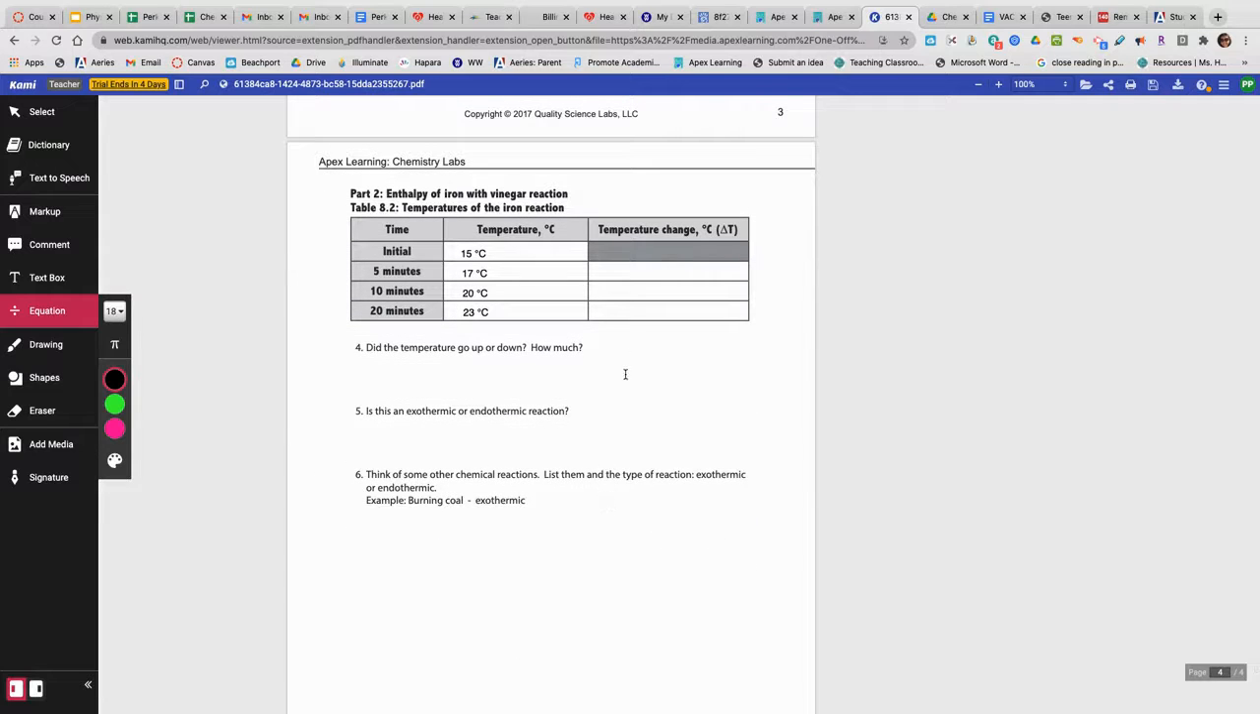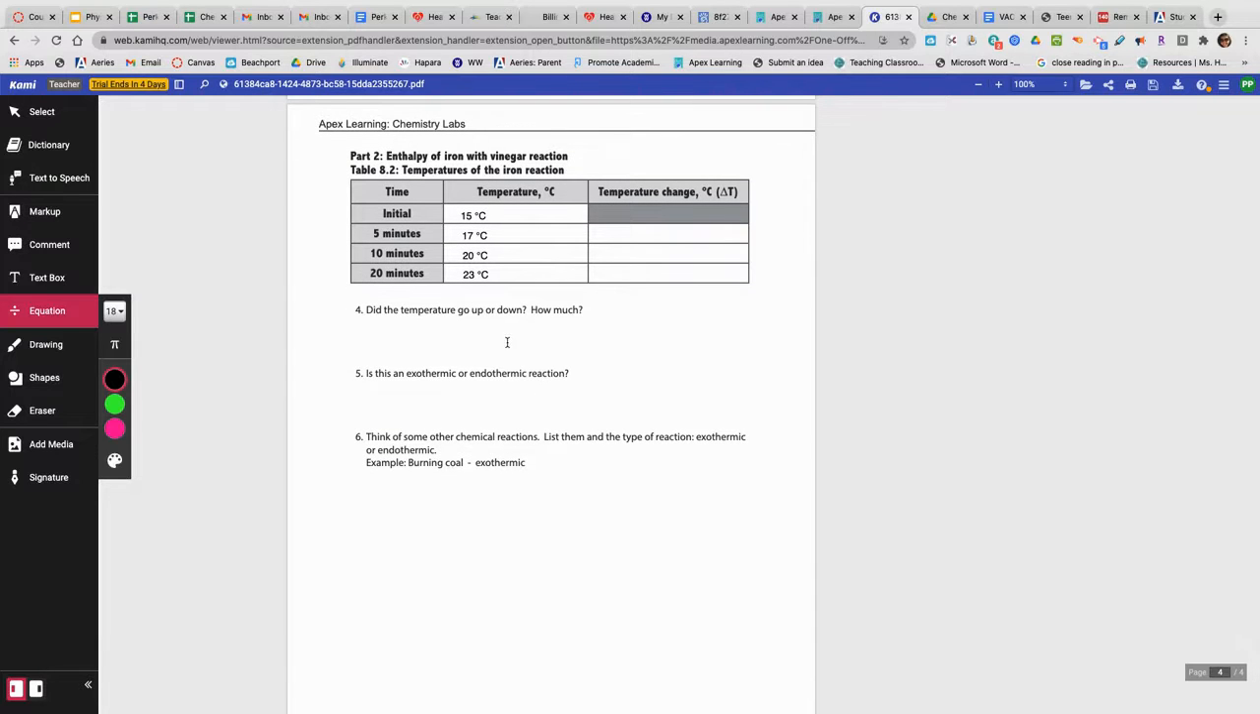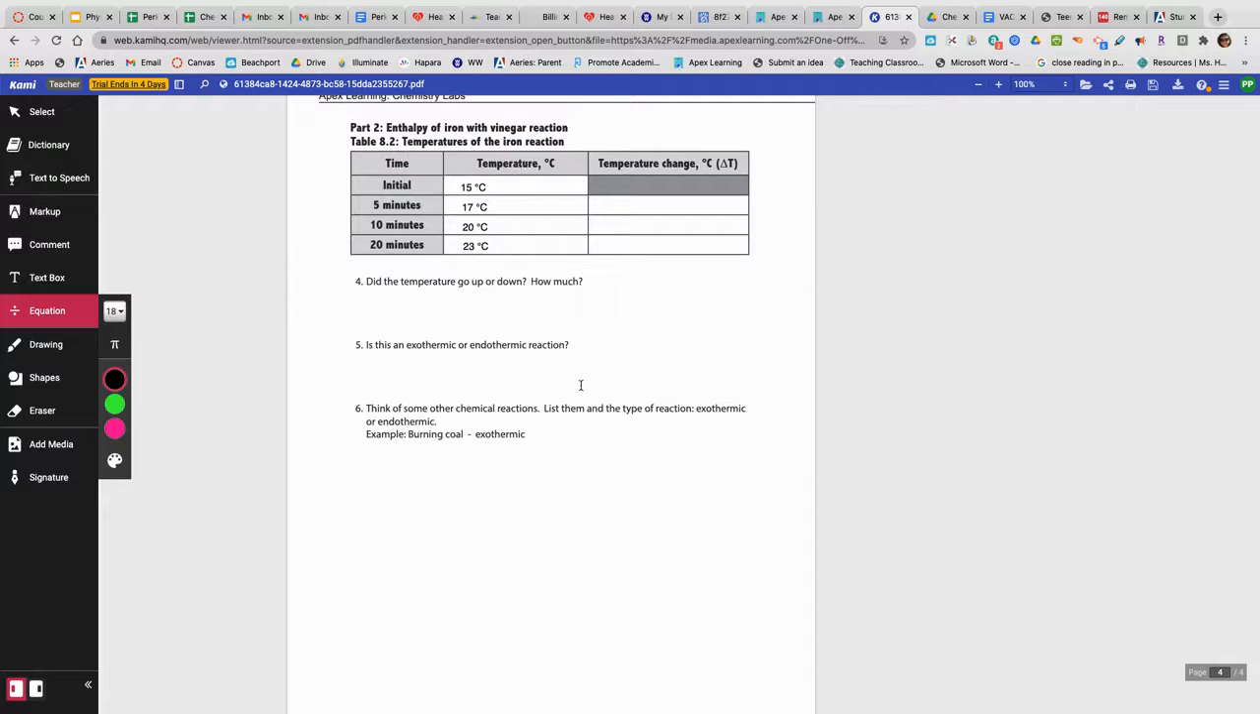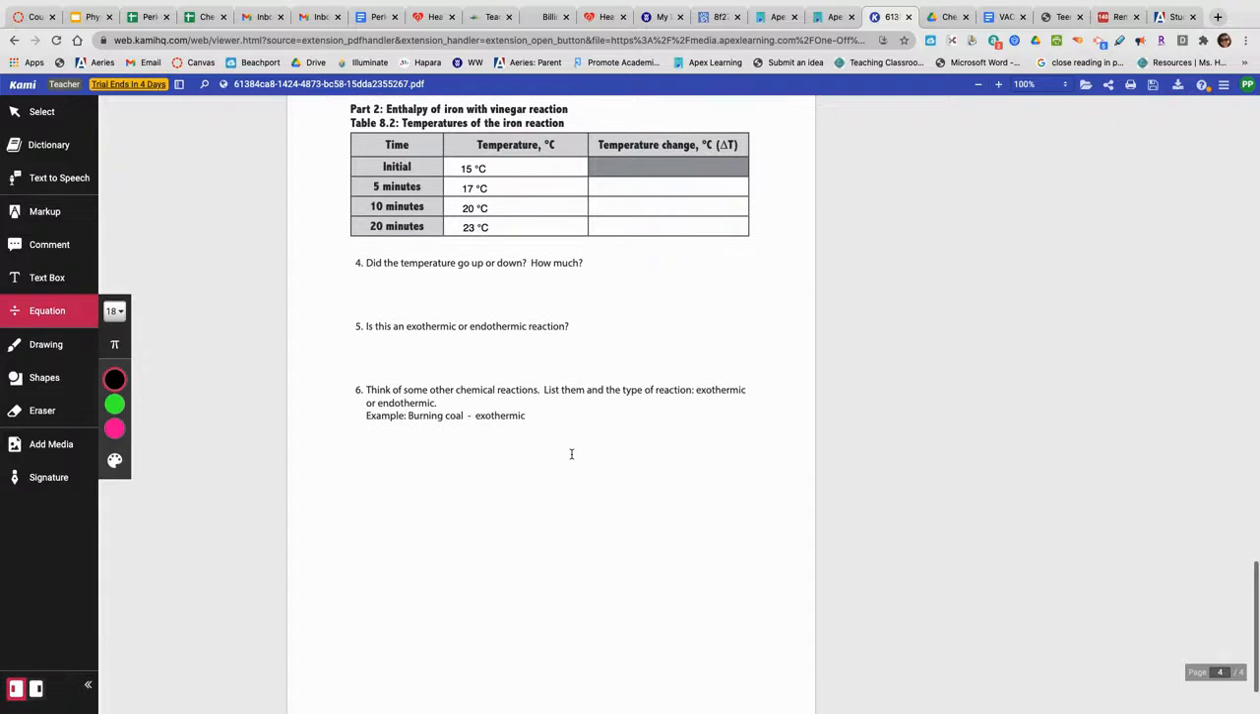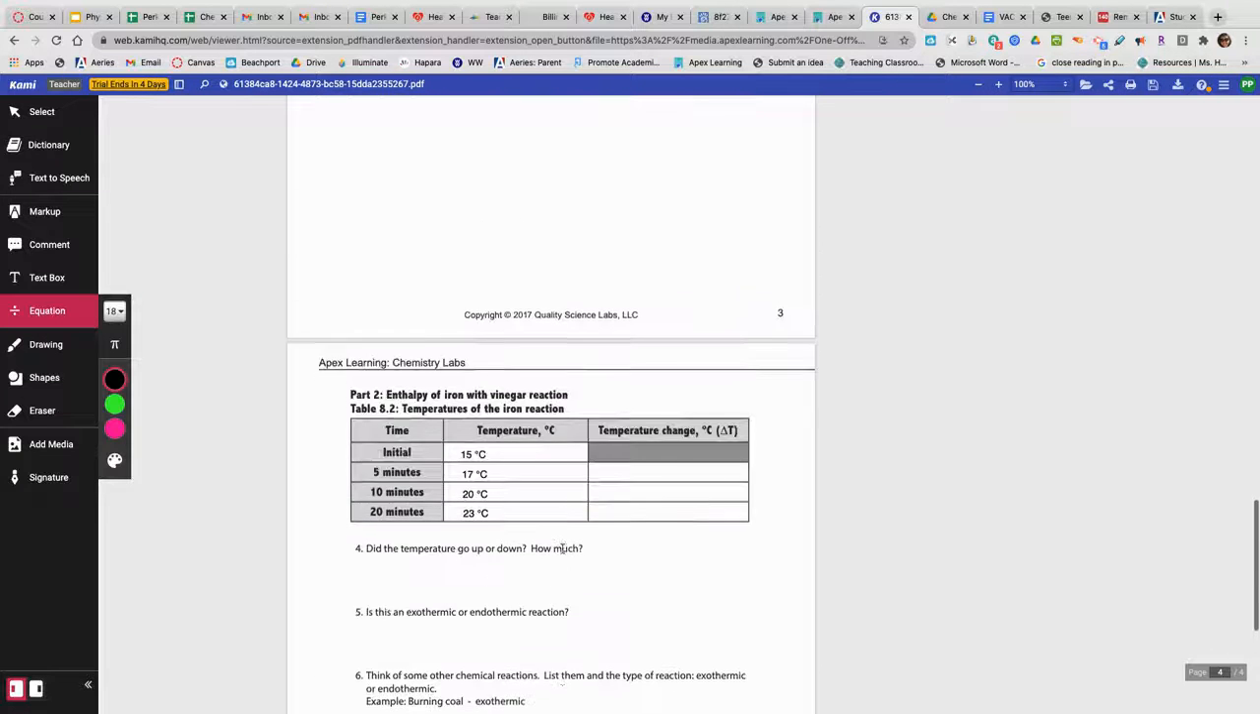Okay. Then in step 2, so you have your temperature here. You're going to calculate the temperature change yourself. And then the question is, did the temperature go up or down? Is it exo or endothermic? And think of some other chemical reactions that are either exo or endothermic. It gives you one example. It wants you to think of some other ones to do. Okay, so that's your lab.